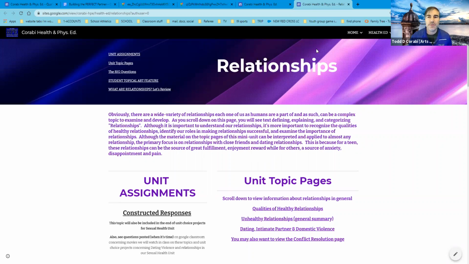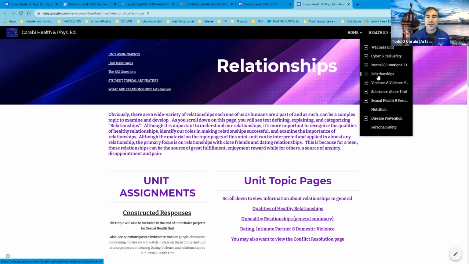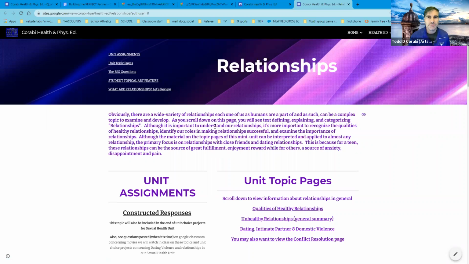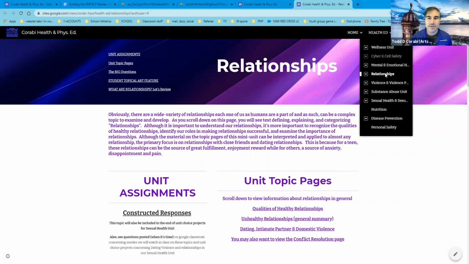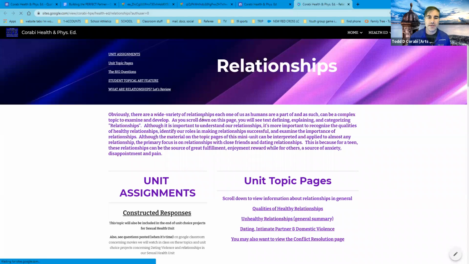And on the unit page, which is on our main website, and you can go to it right here. Of course, you know that our main website is www.karabihealthpe.com, and then you click on the health page, and then you can use a navigation menu at the top to find the specific unit. We're talking about relationships right now, so let's go to that particular page.